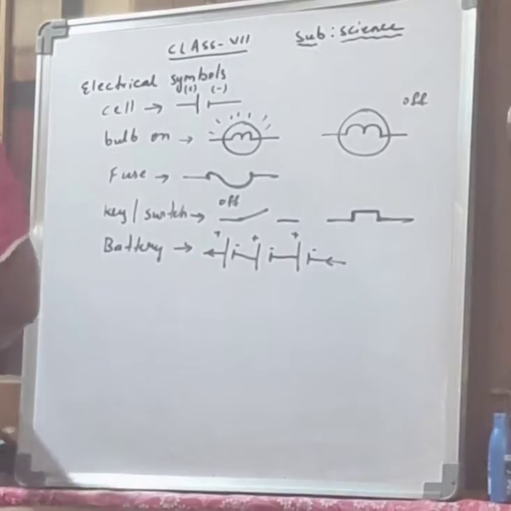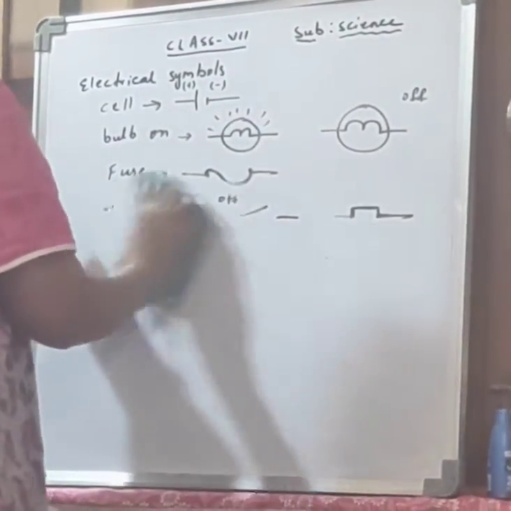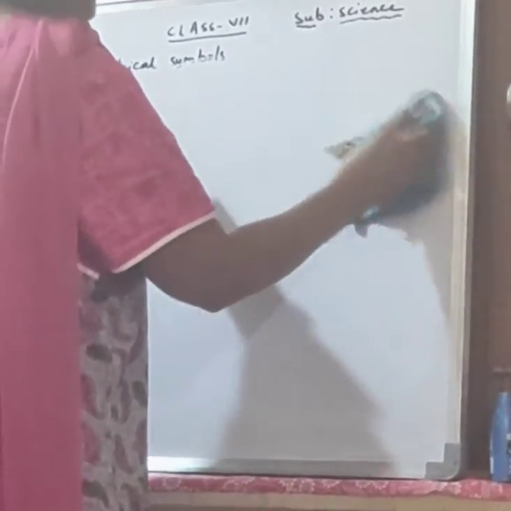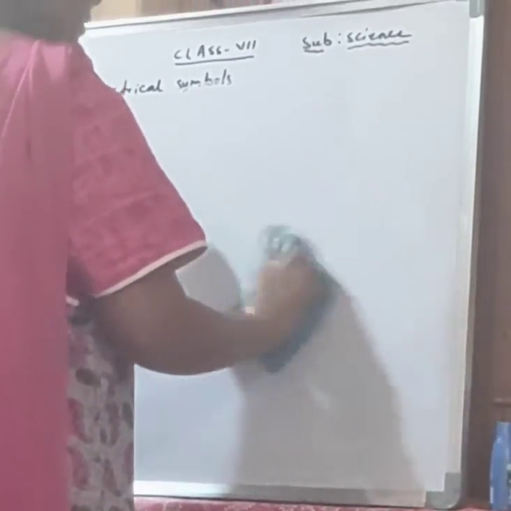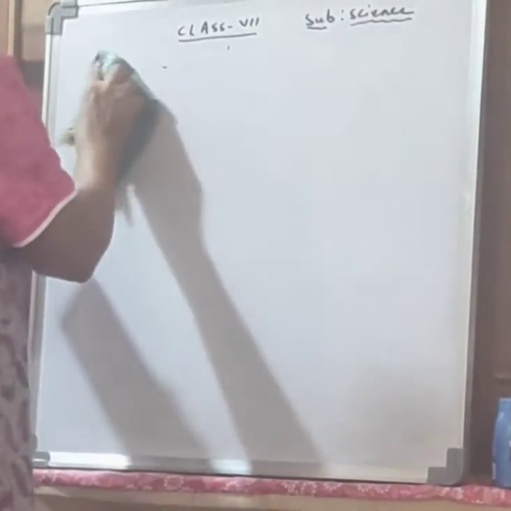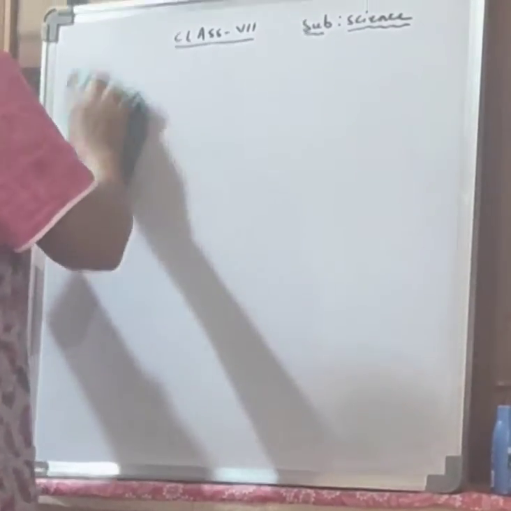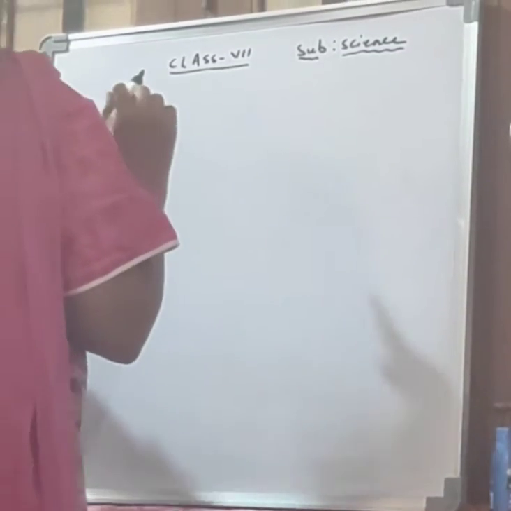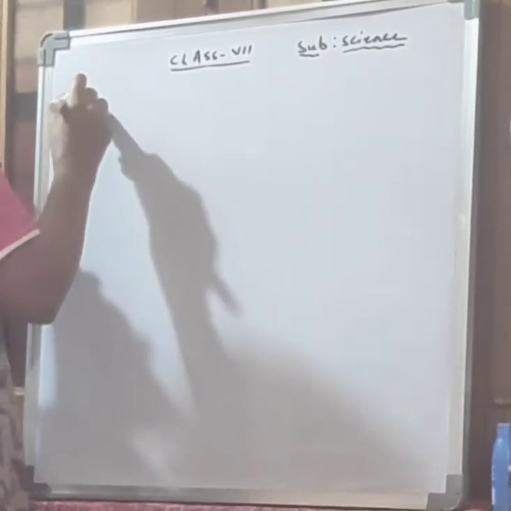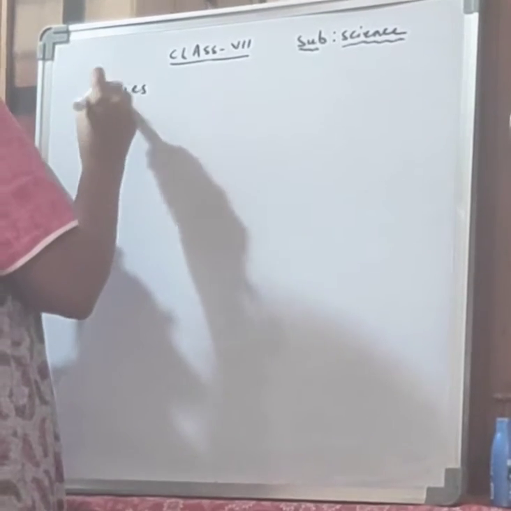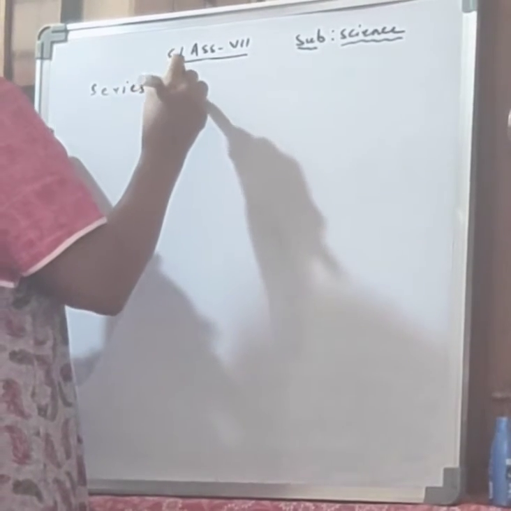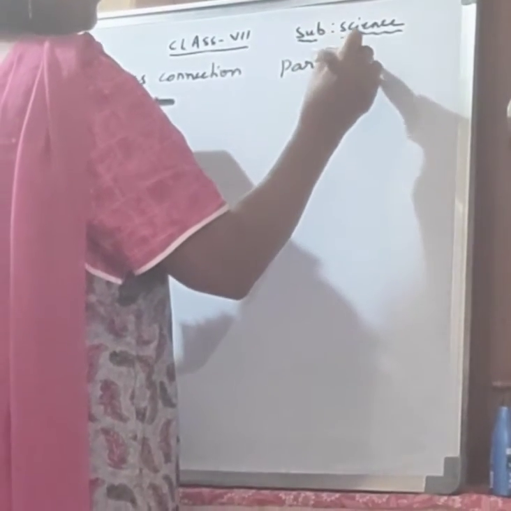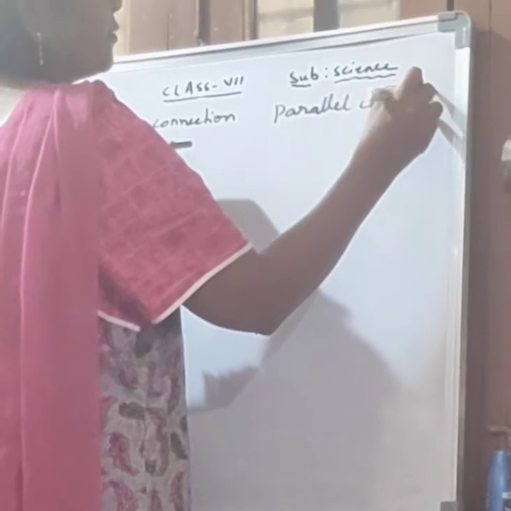Now let's learn about the connections. How bulbs are connected, or how batteries or cells are connected. See, there are always 2 types of connections. They are called a series connection and a parallel connection. Okay, 2 types of connections are there.